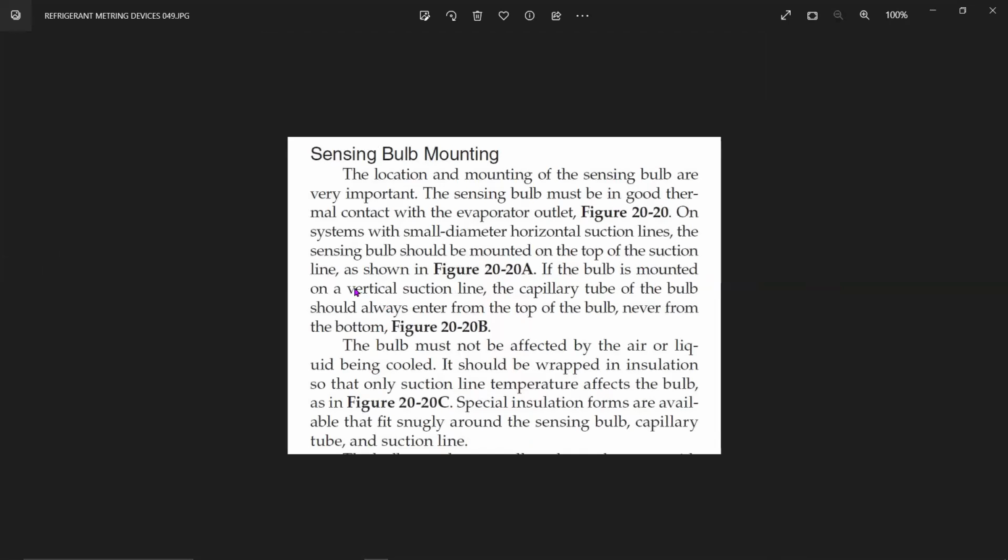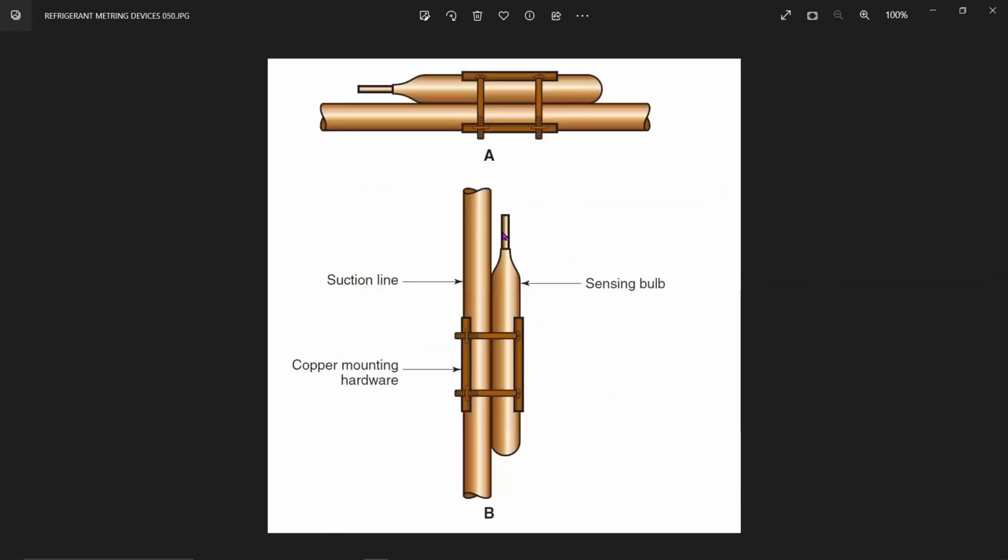Now, if the bulb is mounted on a vertical suction line, the capillary tube of the bulb should always enter from the top of the bulb, never from the bottom. As you see here, the capillary tube is entering from the top of the bulb in the vertical line. मतलब नीचे तो नहीं एंटर करना चाहिए, वरना उल्टा हो जाएगा. क्योंकि बेसिकली here you want to send the pressure directly. अगर ये capillary tube नीचे आ गया, तो फिर ये उल्टा हो जाएगा. So if you are asked to draw this, if you're making it horizontal, make it like this. If you're making it vertical, you always make the capillary tube on top, not bottom.